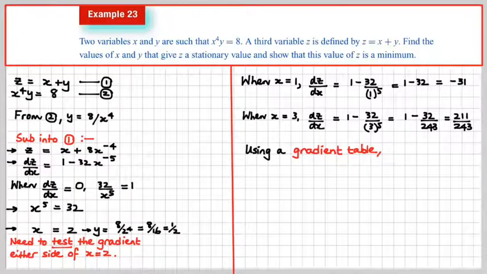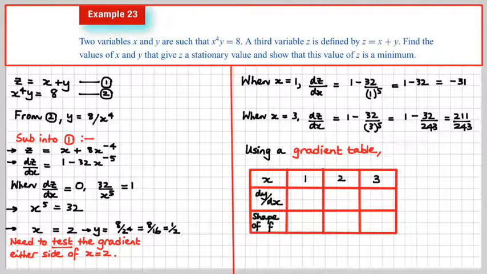Okay, let's do a gradient table. What do we got? Now, this is x at 1 and 2 and 3.